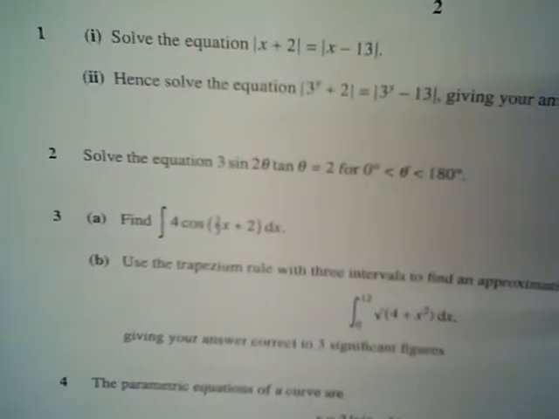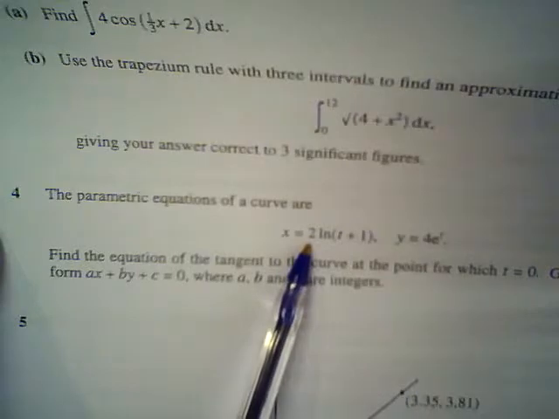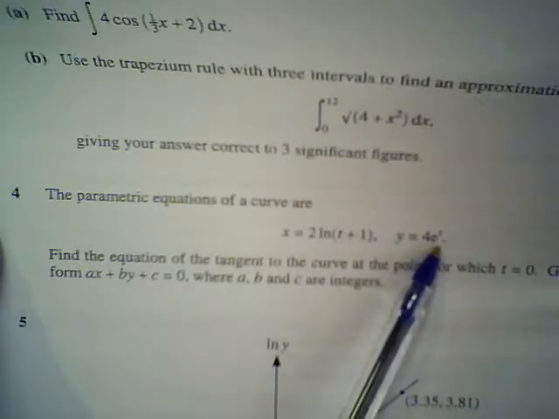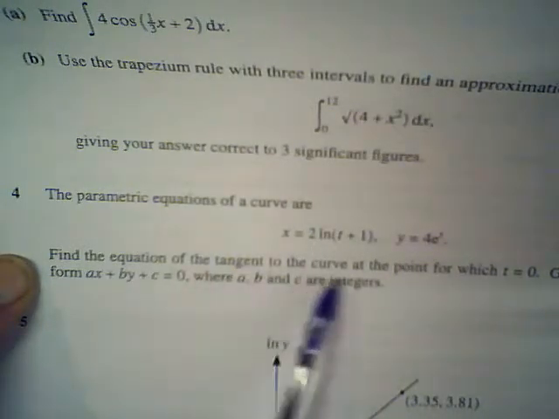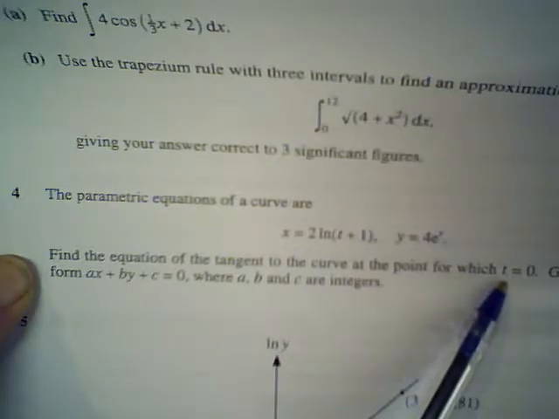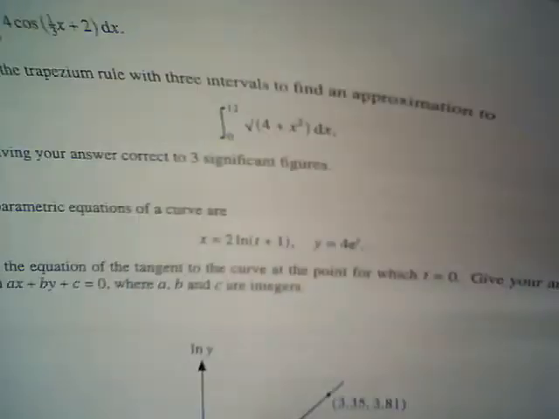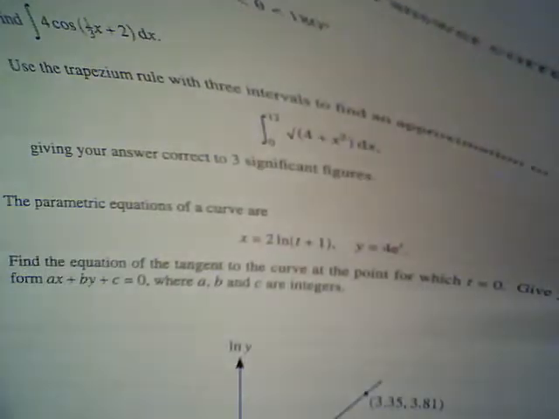Let's move on to question 4. Oh, I love parametric equations. They are so much fun. Let me move it up a bit. The parametric equations of a curve are x equals 2 natural log (t plus 1) and y equals 4 e to the power t. Find the equation of the tangent to the curve at the point at which t equals 0. Give your answer in the form ax plus by plus c equals 0, where a, b, and c are integers.